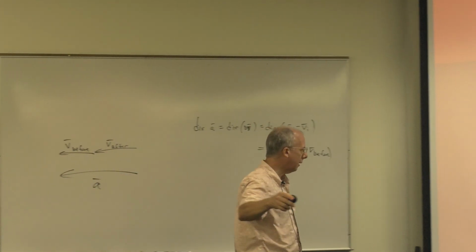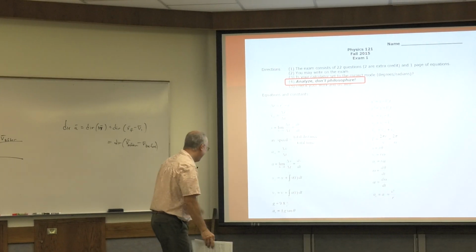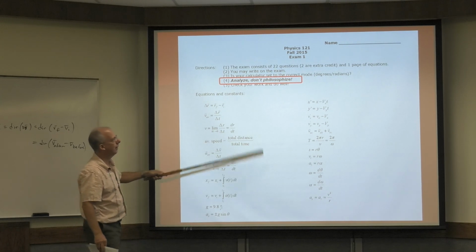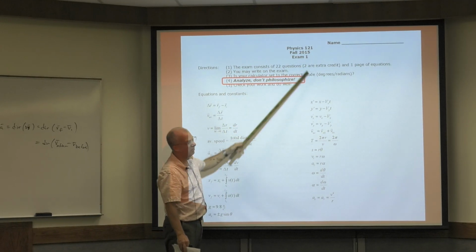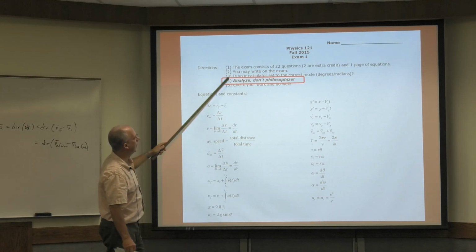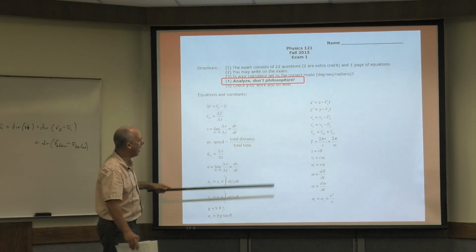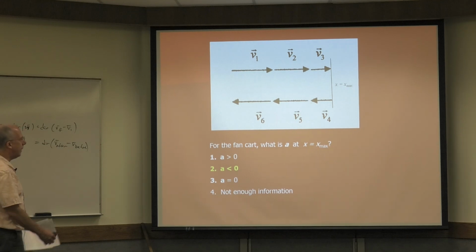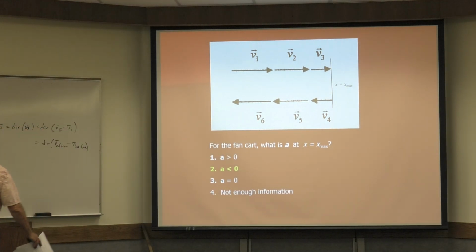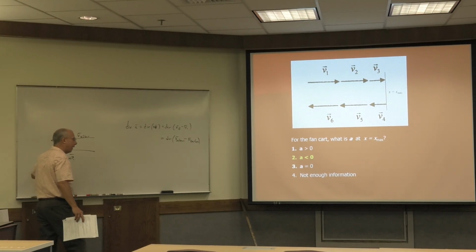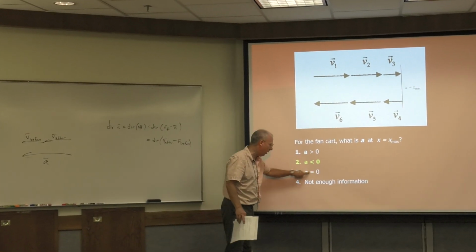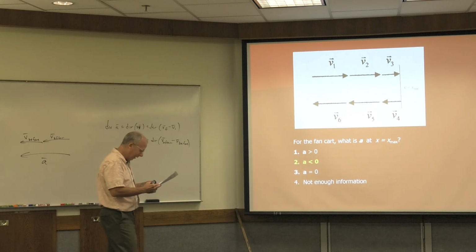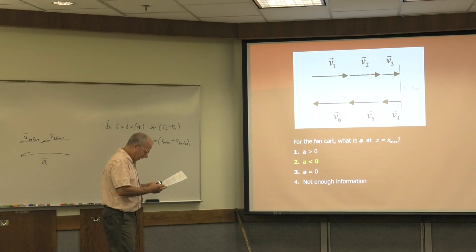Oh yeah, so this is the cover sheet of an exam, Physics 121, fall 2015, long time ago. I have these instructions, right? I always write this: analyze, don't philosophize. Anyway, when we analyzed it, what did we figure out? A is negative. Again, the philosophers would say 0 because they don't understand and they don't analyze. Don't do that. All right, very good.